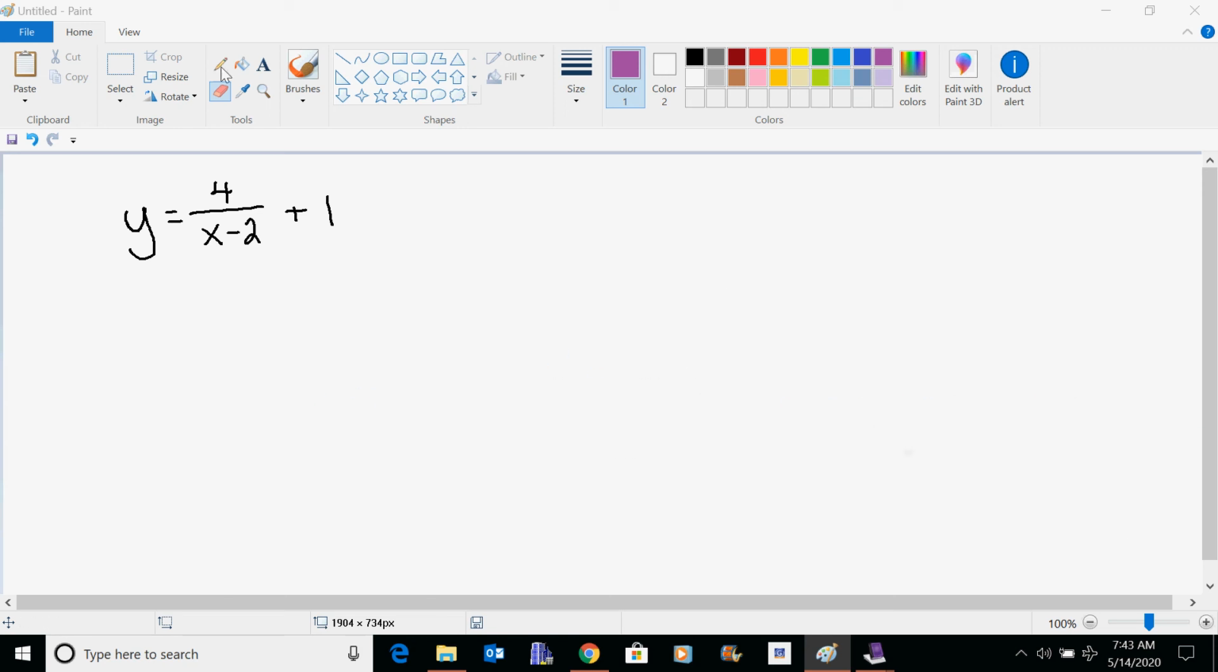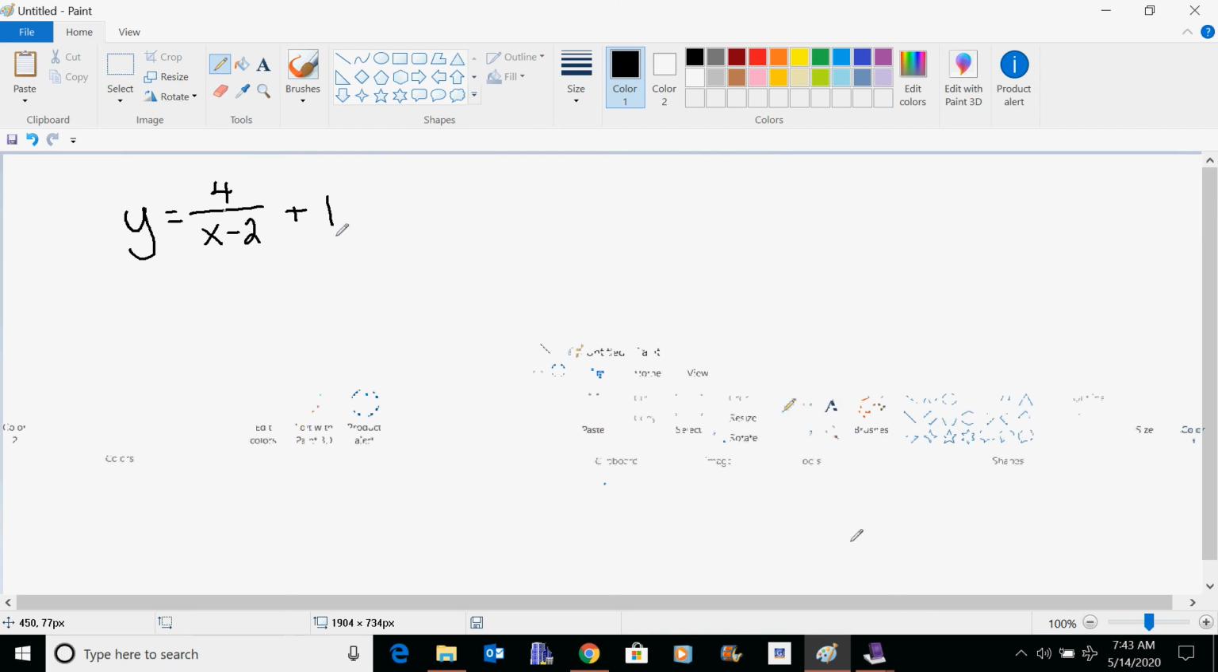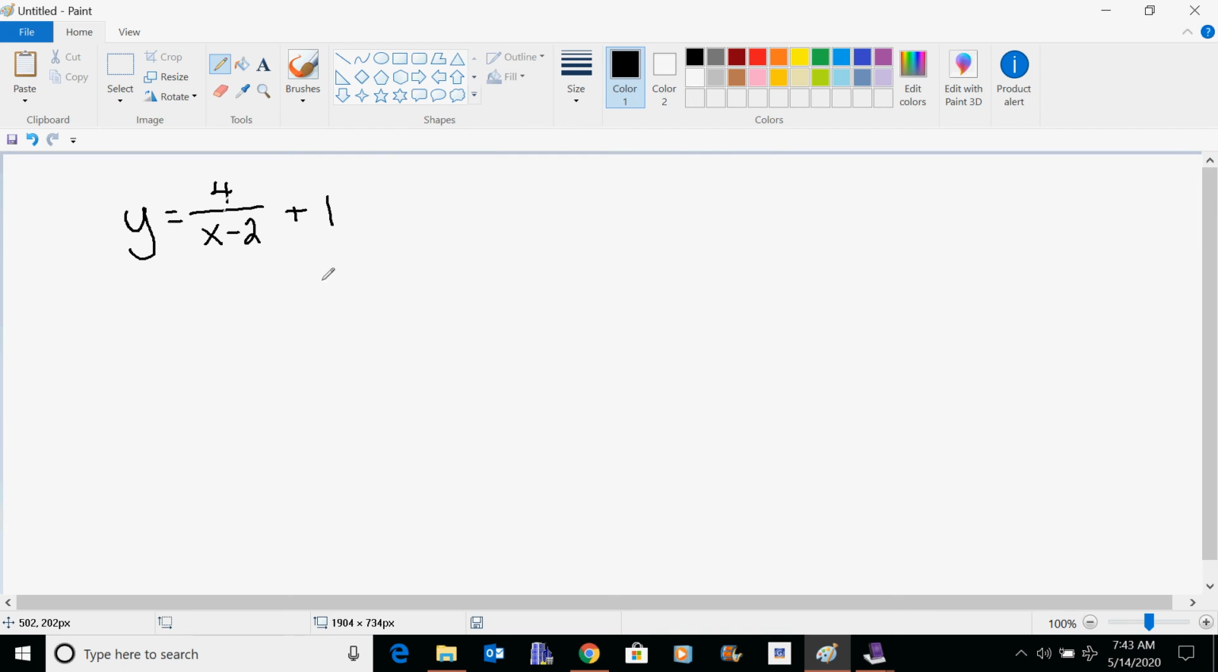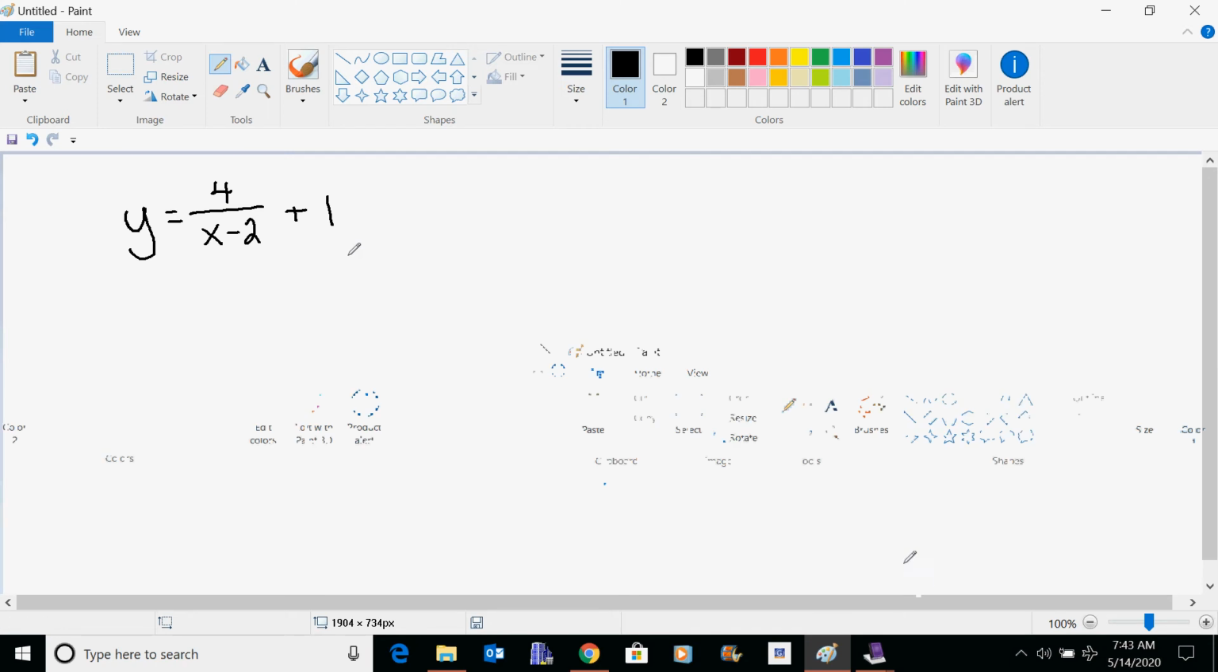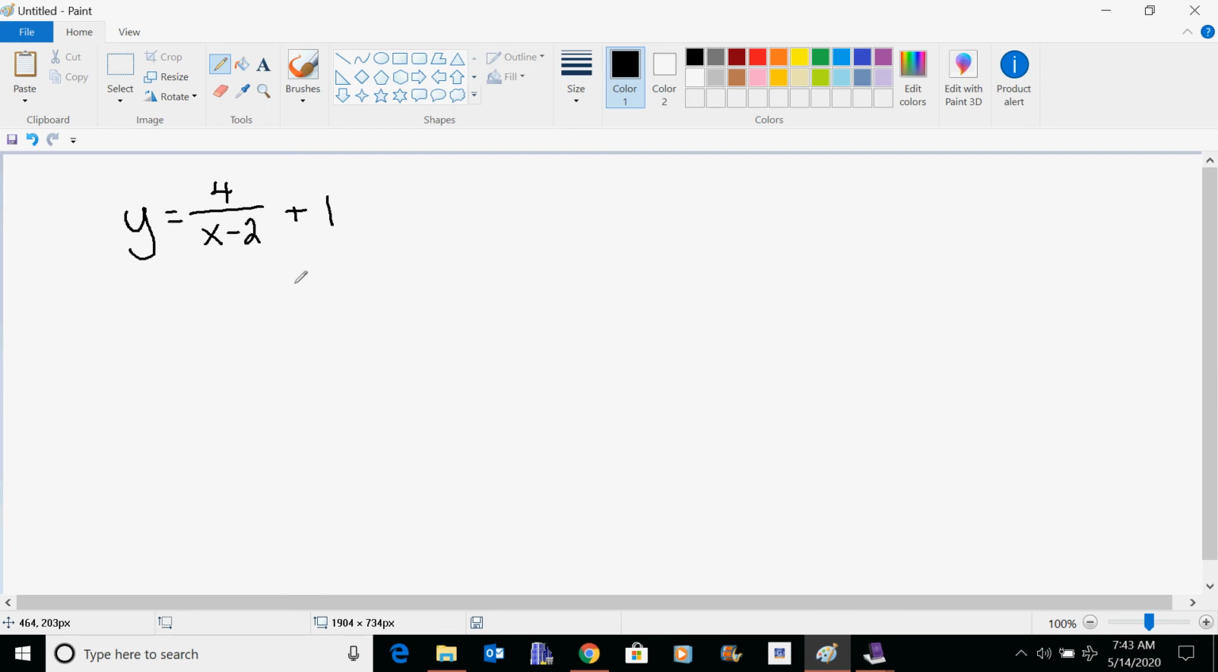Okay guys, so I am doing this as a whole separate video just to go back and do one more example nice and slowly of finding the translations and also the graph and the domain and range of this particular function. So let's get going on this.